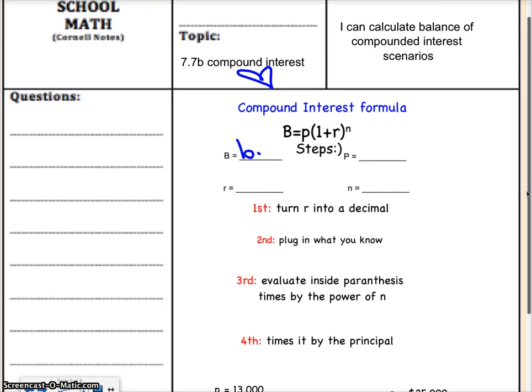B is balance. That's what B is. Your balance is equal to P times 1 plus R to the n. The P is your initial amount. It's your principal. I'm going to write in quotations, initial. Your initial amount, your initial investment, the initial amount that you have borrowed. It's whatever you start with.